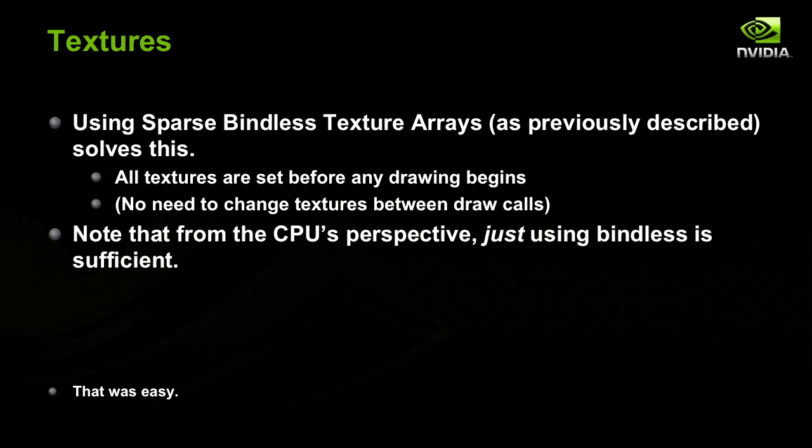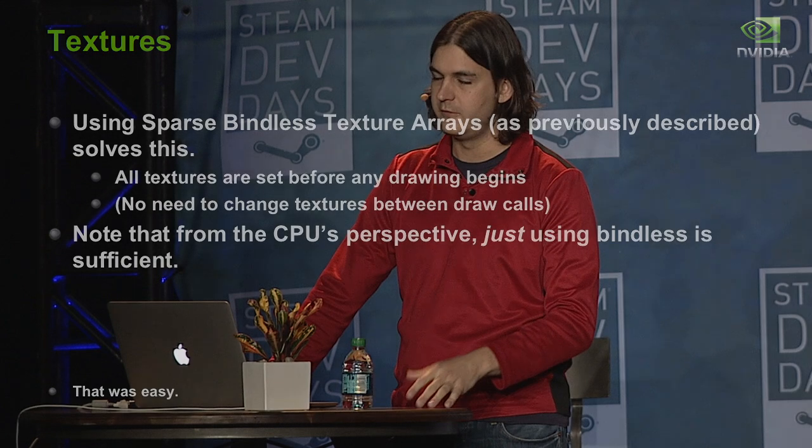Using sparse bindless texture arrays conveniently just solves the texture problem. Using the solution that Cast derived, we're going to set all of the textures before any drawing begins, and then there's no need to change the textures between those draw calls. I wanted to mention that from the CPU's perspective, just using bindless is sufficient. You don't need to do sparse bindless texture arrays. But from the GPU's perspective, you will find that it's just always better. So use sparse bindless texture arrays. I really like them. I like that that was easy, too.